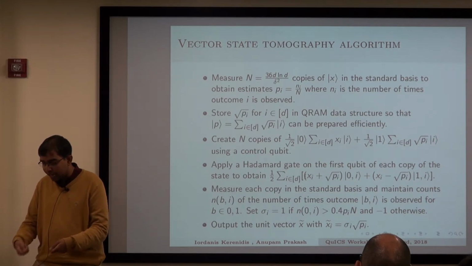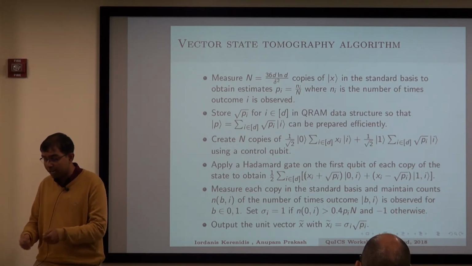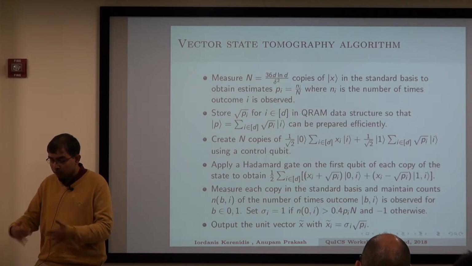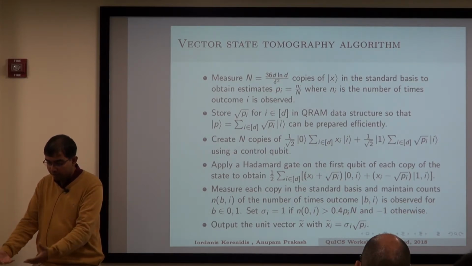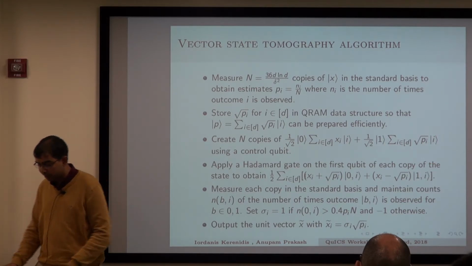So we measure another n copies. We keep a record of whether |0,i> or |1,i> occurs more frequently and decide the sign accordingly. So there are two parts to it. One is the amplitude estimation and one is the sign estimation, and then we output the vector.